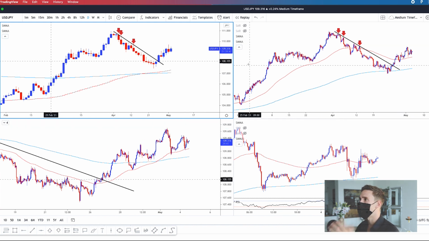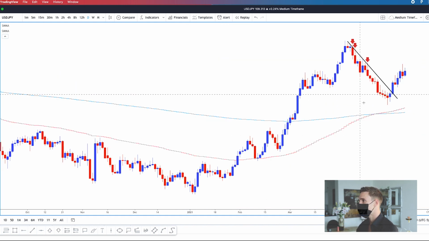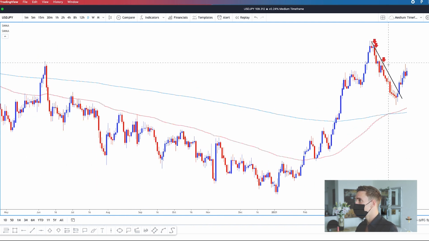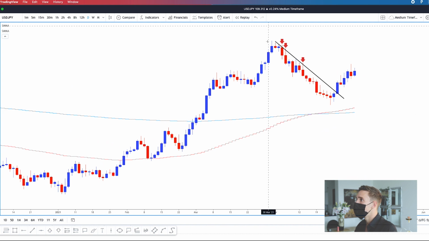So let's come back to the multi-time frame. Let's look at the daily, okay? What was happening with the daily is that we obviously had this very strong impulse. We came back, okay, cool. This is the downtrend we were looking at on the 1 hour time frame.